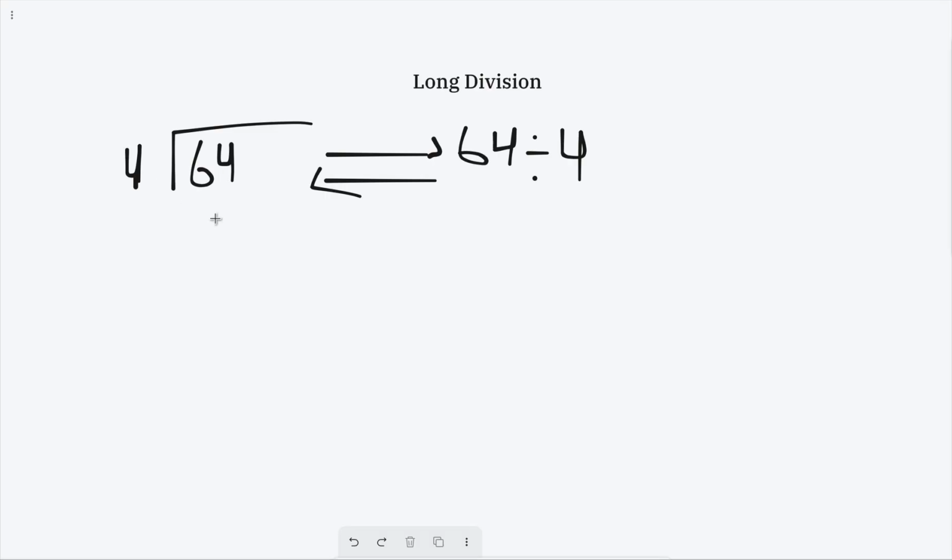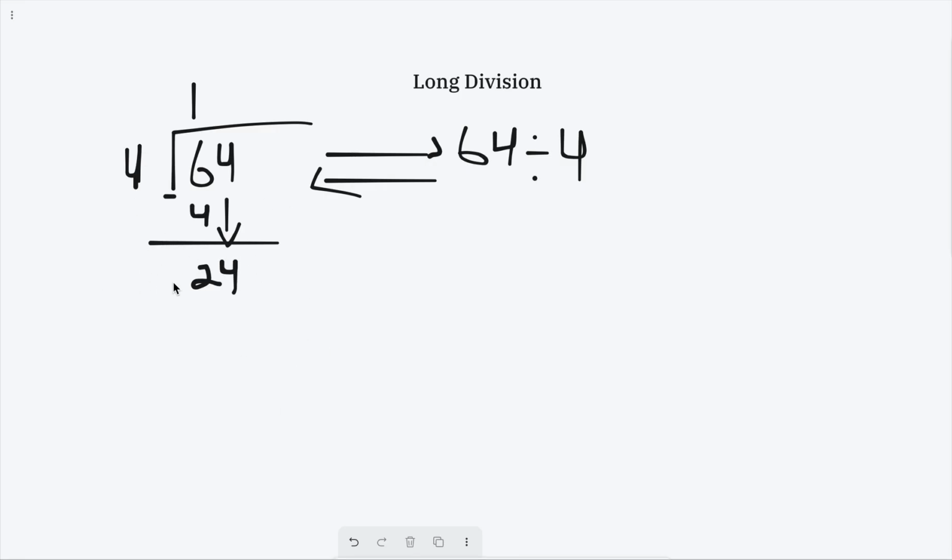So anyways, 4 divided by 64. Let's start. One thing that helps me is to see each number inside the box as its own thing, so separate 6, separate 4. First I ask myself, how many times can 4 go into 6? 1 time, so 1, and then 1 times 4 equals 4. Then 6 minus 4 equals 2. Then we bring this 4 down.